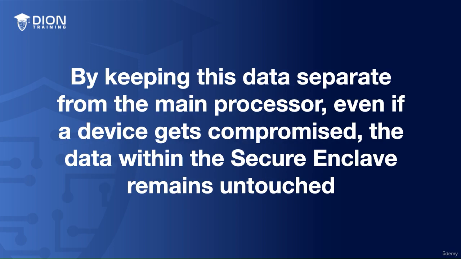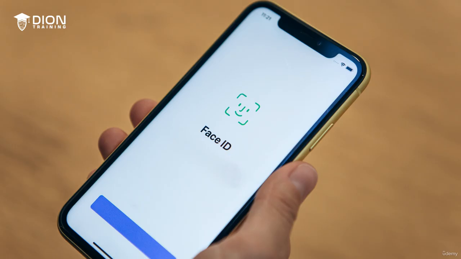By keeping this data separate from the main processor, even if the device gets compromised, the data within the secure enclave remains untouched. For example, most people are familiar with Apple's iPhone and its features like Face ID or, the older version, Touch ID. Behind the scenes of these two features, though, was the secure enclave in action. When the user sets up a facial ID scan, the facial recognition data is going to be stored inside the secure enclave and it will never leave the device. So even if somebody gains access to the phone, the data within the isolated environment will remain untouched.